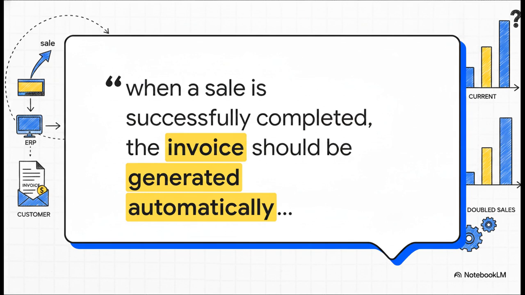So I want to leave you with this question to chew on. If your business suddenly doubled its sales volume tomorrow, would your current financial operations effortlessly scale with it, or would your manual processes just completely buckle under the pressure?